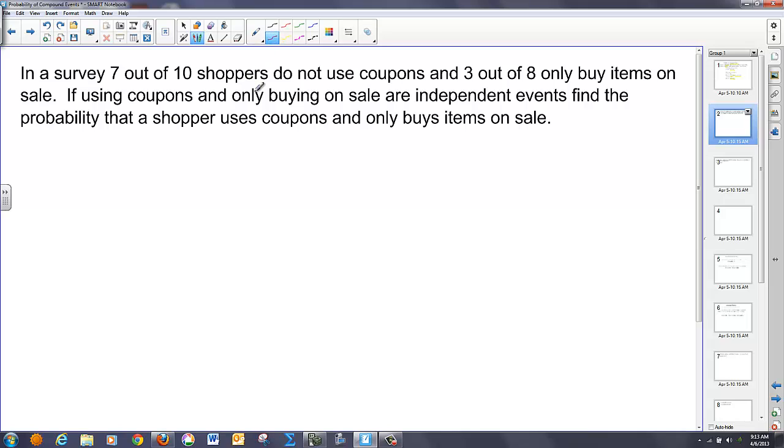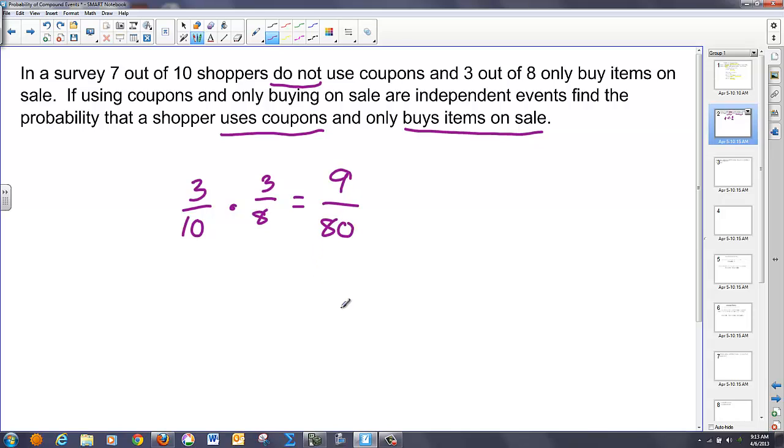Now, initially, we were given a number relating to the shoppers that don't use coupons. So we've got to use the numbers that do use coupons on this. So here's our first event that's happening, and here's our second event that's happening. Therefore, the first event has a 3 out of 10 probability. The second event has a 3 out of 8 probability, which gives us a 9 out of 80 probability. Problem done.